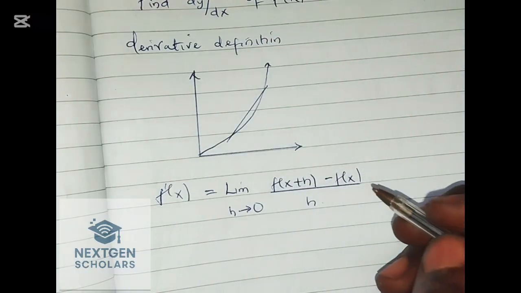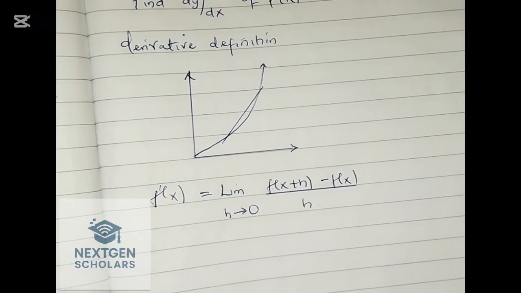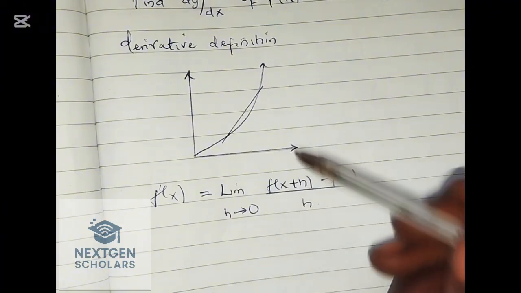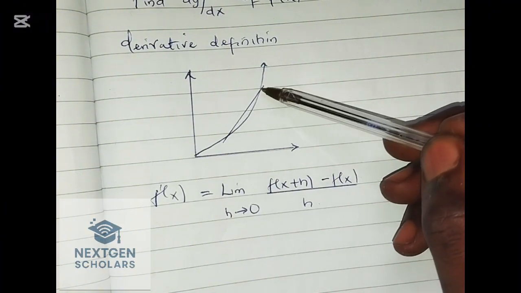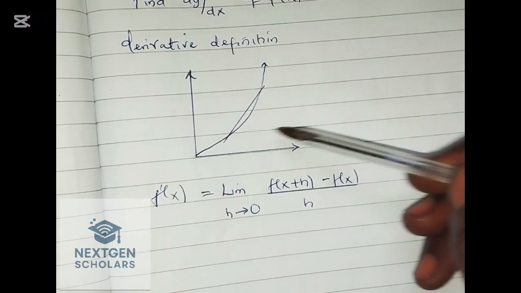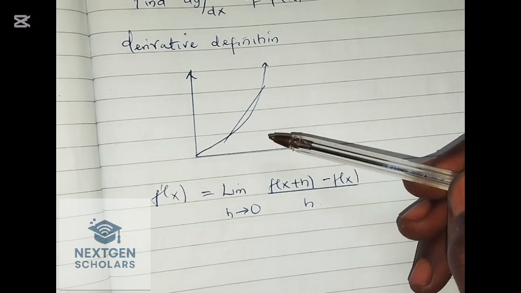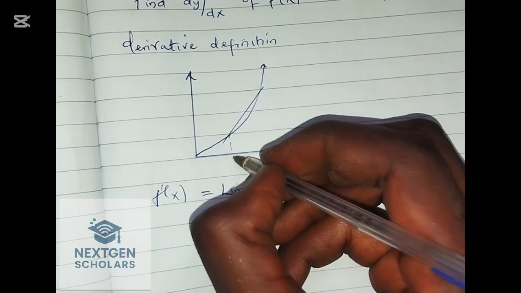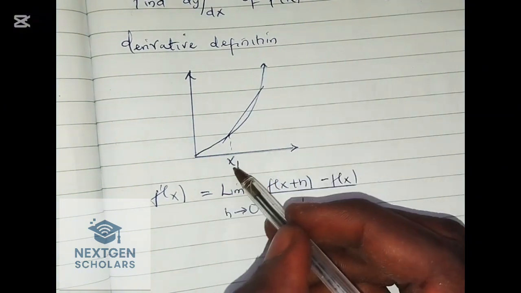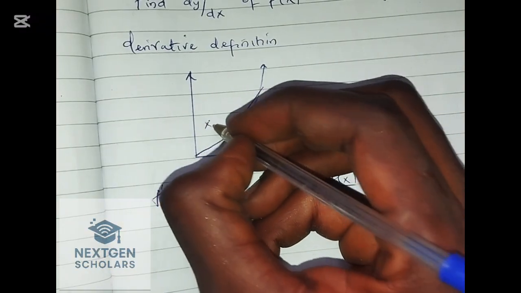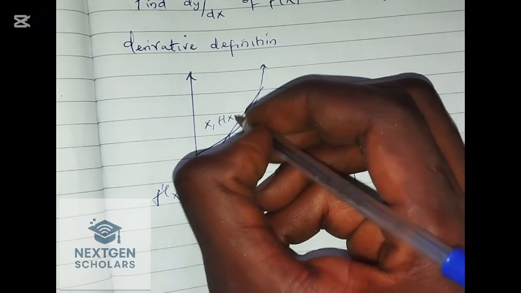And how did we get this? Now let's pay attention. Our goal is to approximate our secant line so that it gets so close to our tangent line, and at that point we can find the slope. Now we take this as our x1. If here is x1, your corresponding y value is in pair. We have x1 and we have f of x1, right?